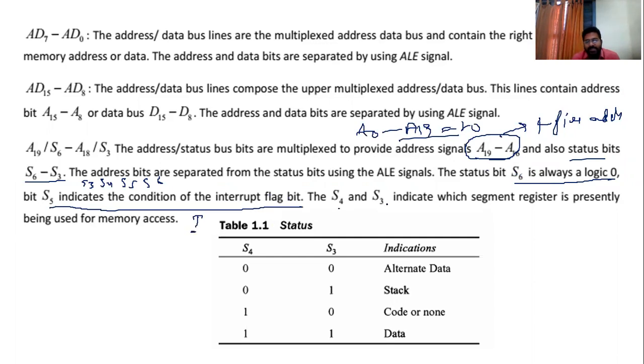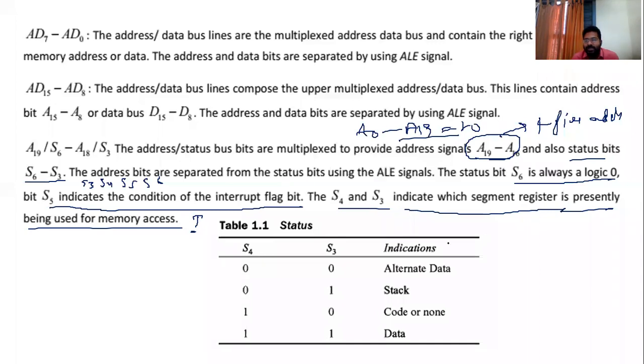S4 and S3 indicate which segment register is presently being used in the memory, that is, which memory segment the CPU is accessing. Then S6 is always logic 0. S5 indicates the interrupt flag condition, whether the interrupt flag is on or off, that is, set or reset.